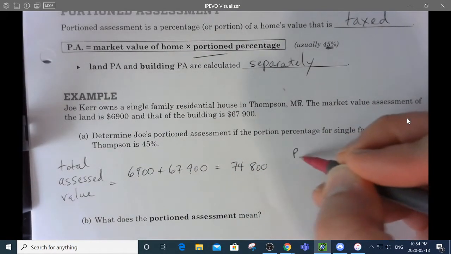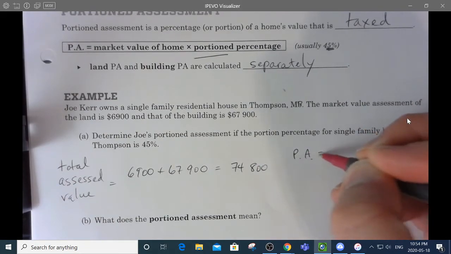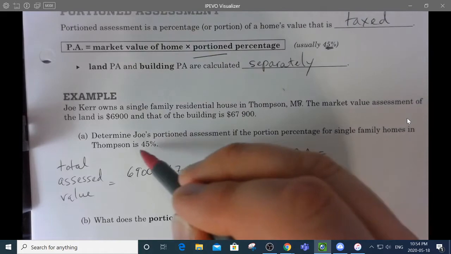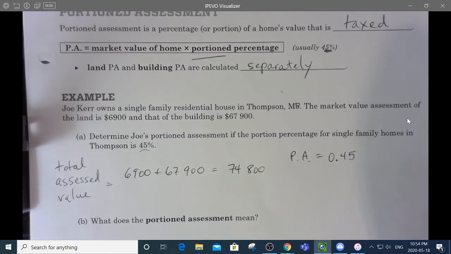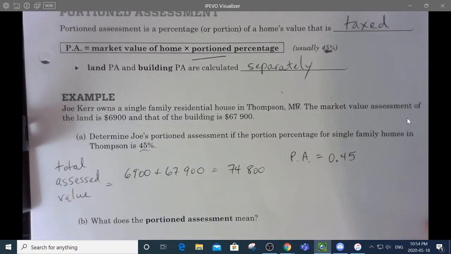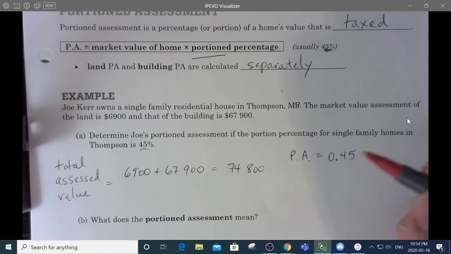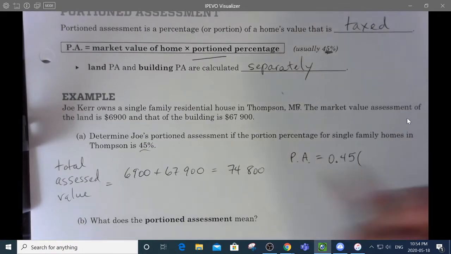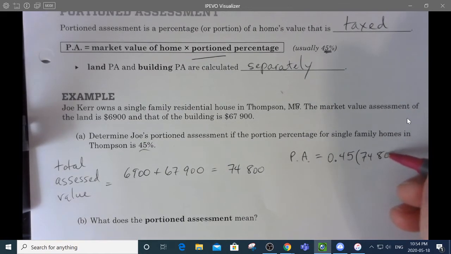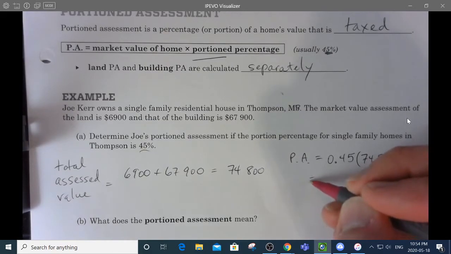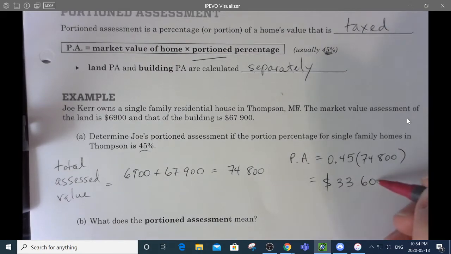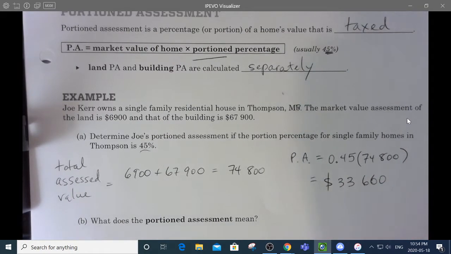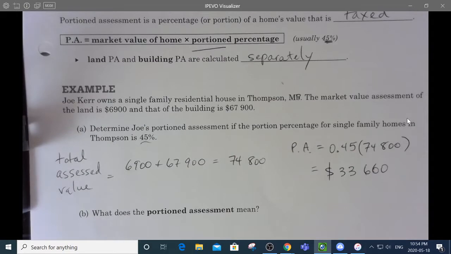Then my portioned assessment, which I'll just start calling PA if that's okay with you, is, as they said here, 45% of that, which again is pretty much normal for most places in Canada. You pay municipal property taxes based on 45% of what your building and your land is generally worth. So that would be $74,800, and that would make $33,660.